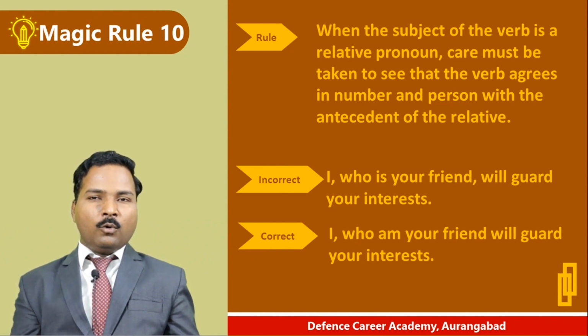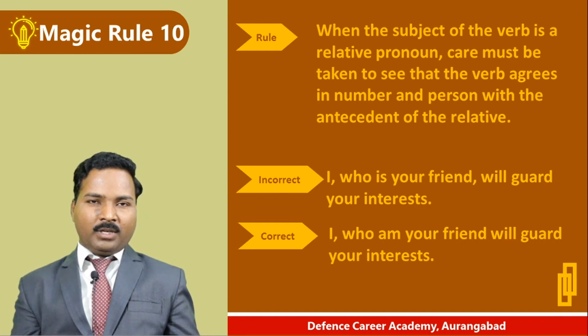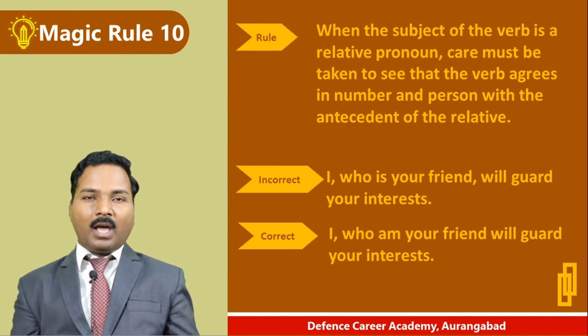"I who am your friend." "I who is your friend will guard your interests" is incorrect. It should be "I who am your friend," because with "I" we don't use "is." As an antecedent of the relative pronoun "who," the verb has to agree with this pronoun.